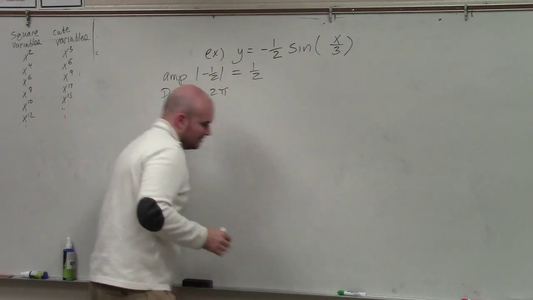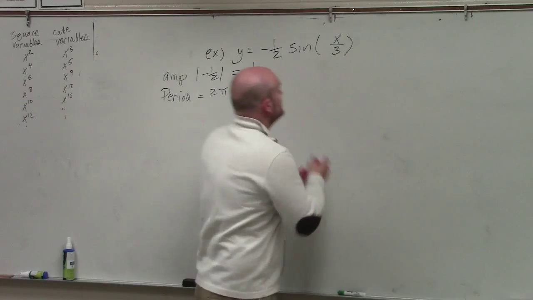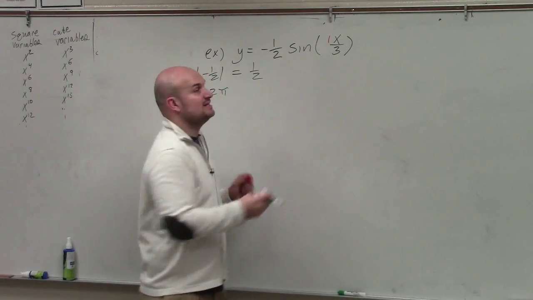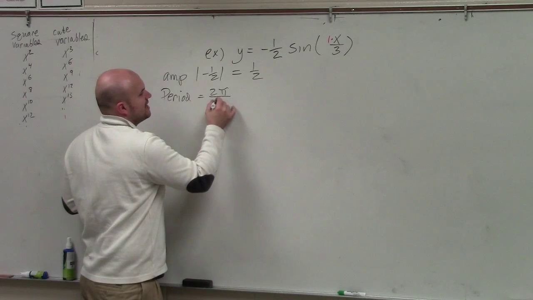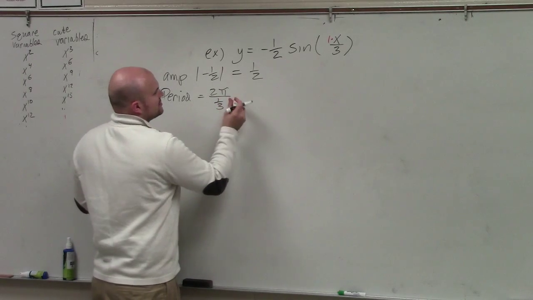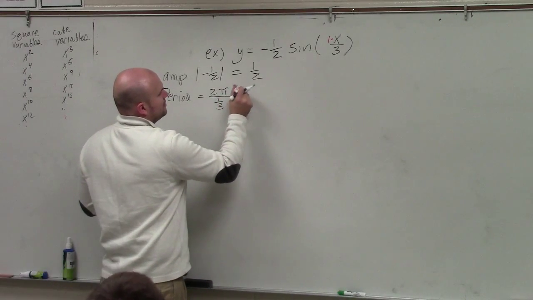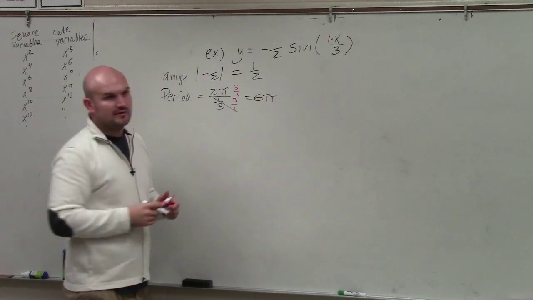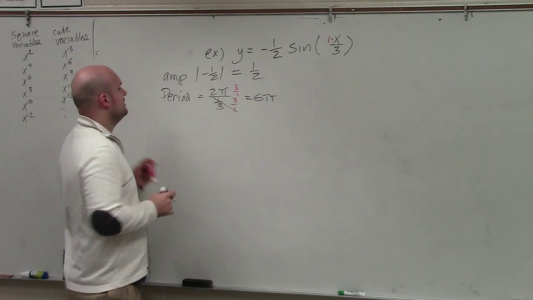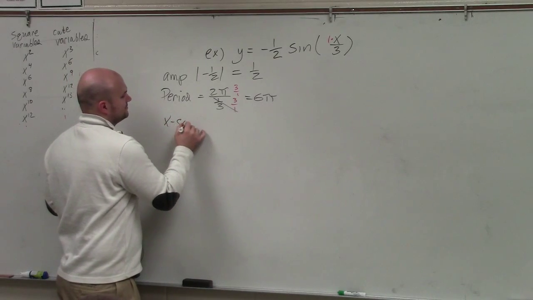Notice that my coefficient of my x here is a 1, but that 1 is being divided by 3, right? So it's really 2 pi divided by 1/3. So therefore, I multiply by the reciprocal, and I get 6 pi. Is everybody OK with that? Yep. OK. The next thing is to find the x scale.